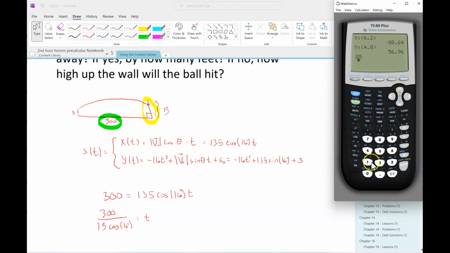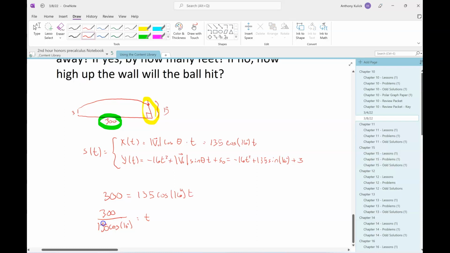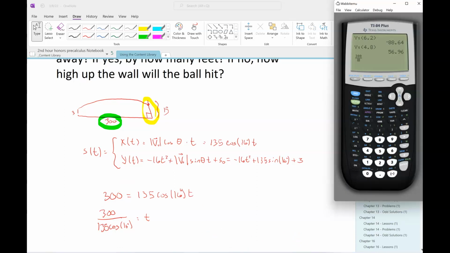Notice when I'm typing this into my calculator, I forgot to write the 135. I just wrote 15. I'm going to use the fraction command, so I don't have to worry about parentheses in my denominator. Uh-oh, that doesn't seem right. What's wrong with my calculator? I'm in radian mode because we were graphing last class. Thank you. Good call. So I'll just change that to degree mode and do it again. So I get about 2.31 seconds.